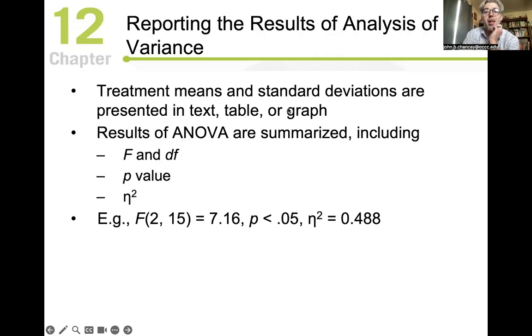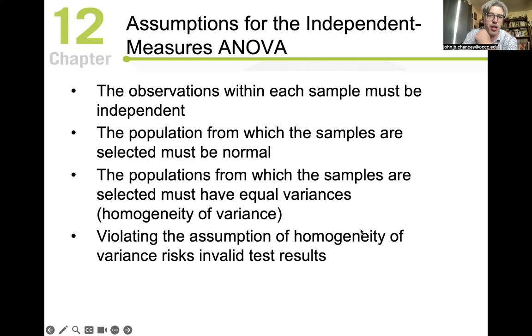Our treatment means and standard deviations are presented in the text, a table, or a graph. Typically, your results are summarized with your F and your degrees of freedom. So we have our within and between degrees of freedom, we have our F value, we have our p level. And then finally, we have eta squared, which just shows the amount of variance. So in this case, 48.8% of variance can be explained by our treatment conditions.